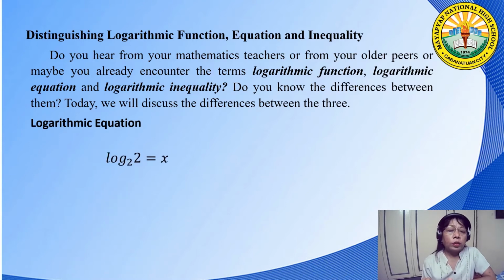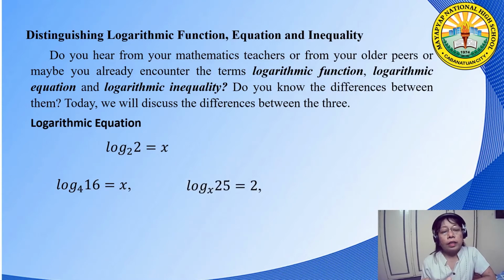For logarithmic equation, these are some examples. We have logarithm of 2 to the base 2 equals x, logarithm of 16 to the base 4 equals x. Another, we have logarithm of 25 to the base x equals 2. Then we have logarithm of x to the base 3 equals 5.